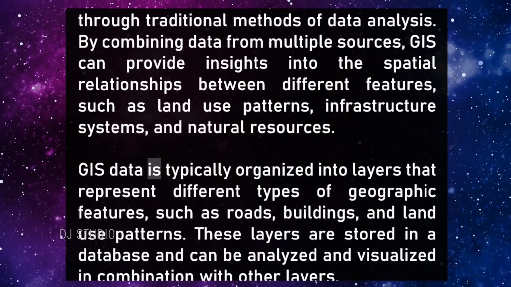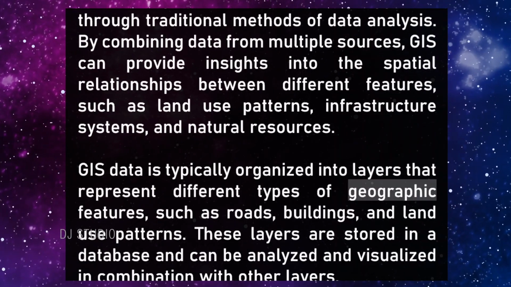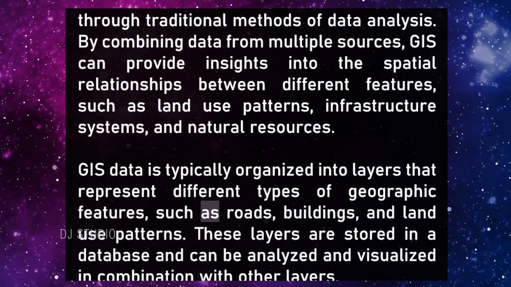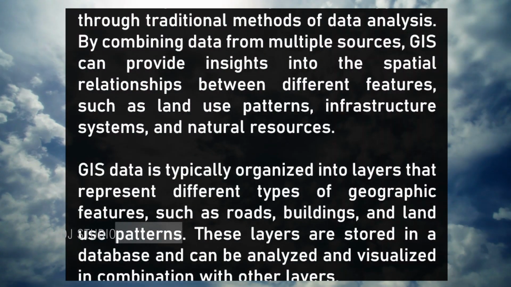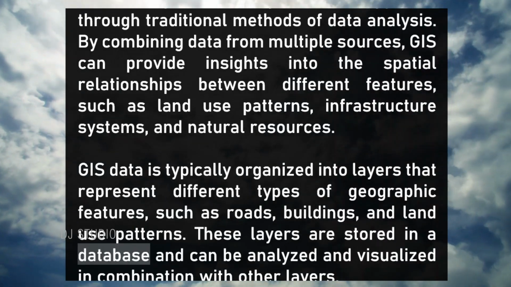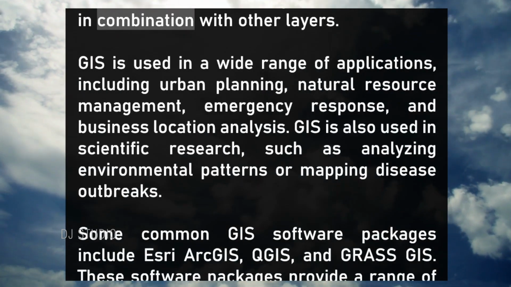GIS data is typically organized into layers that represent different types of geographic features, such as roads, buildings, and land use patterns. These layers are stored in a database and can be analyzed and visualized in combination with other layers.